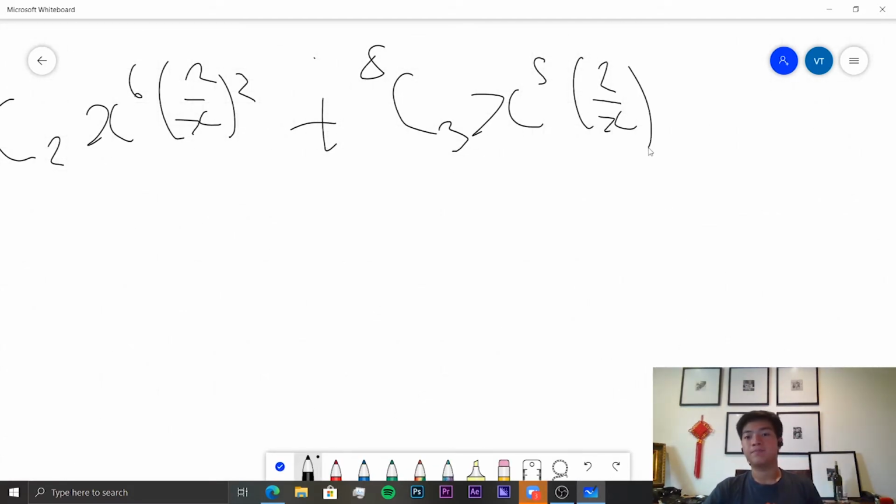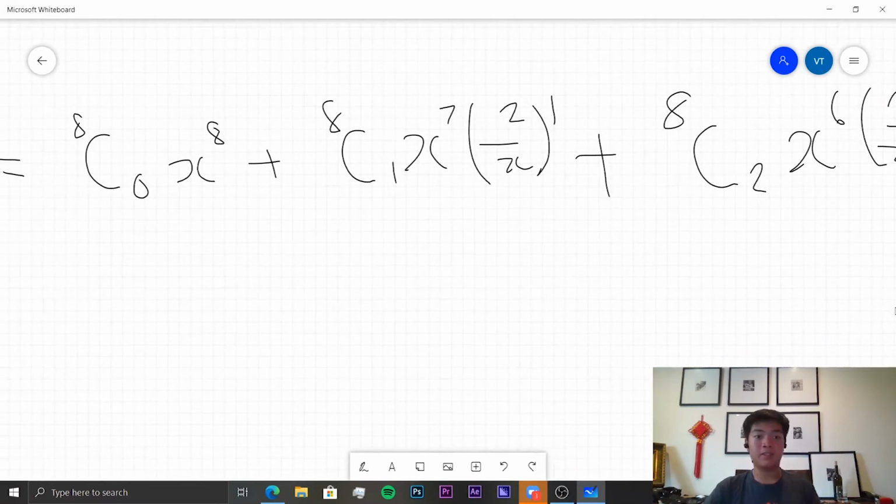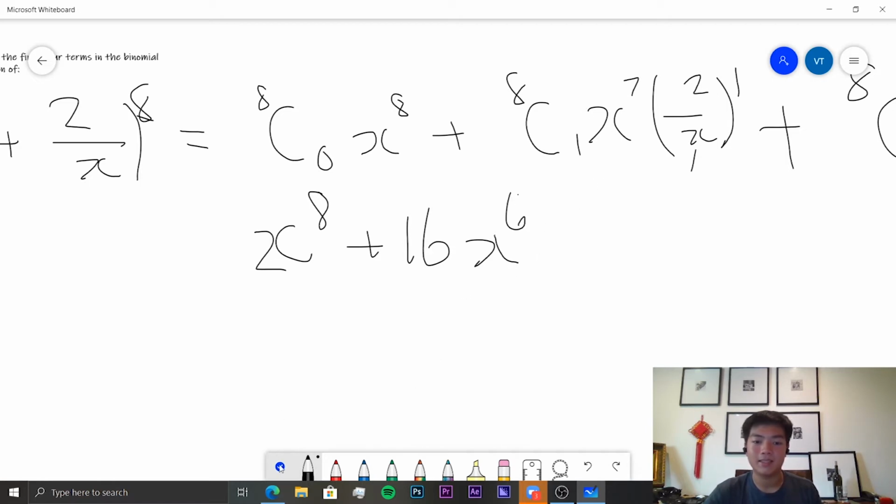So yeah, this should be a pretty straightforward expansion. So 8 choose 0 is 1, so this would be x to the 8, plus 8 times x to the 7 times 2 over x. So that would be 8 times 2 times x to the 6, so 16x^6. Because remember, this is 1 over x here, so we can simply divide x^7 by x.